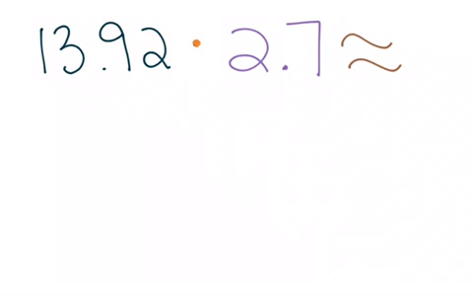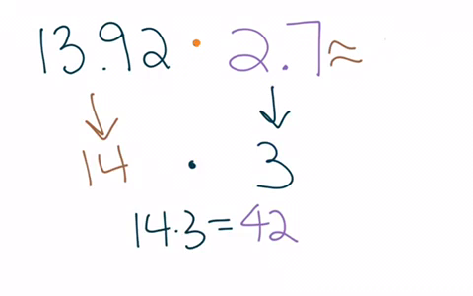13.92 times 2.7. Again, pause your video. Try to work this out on your own. Hit play when you're ready to check. All right, so 13.92 rounds up to 14. 2.7 is going to round up to 3. 14 times 3 is 42. So this approximation is going to be about 42.